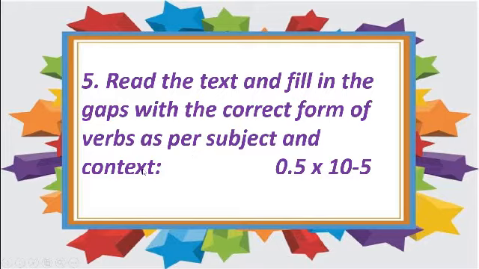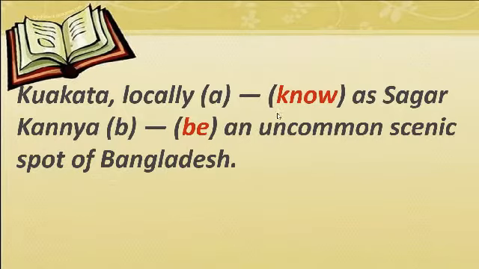That means, while solving the question of right form of verbs, you should focus on subject and context. Kuakata, locally known as Sagar Konna, (be) an uncommon scenic spot of Bangladesh. Dear students, as you see the starting of the passage, I think you can remember the text from English first paper. And here you find the word Kuakata, which is a subject.